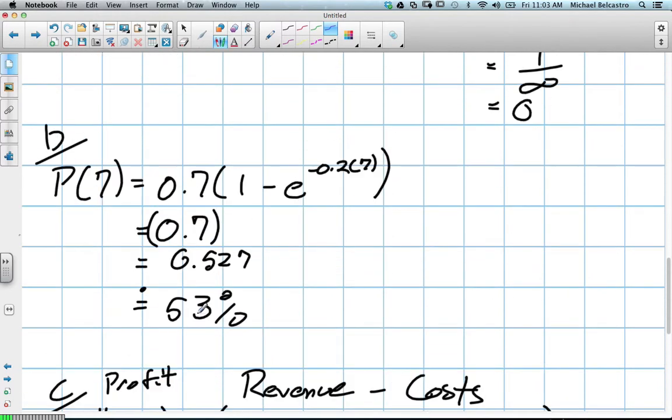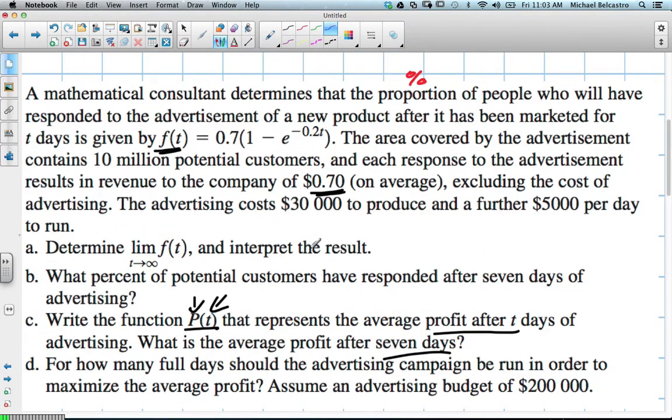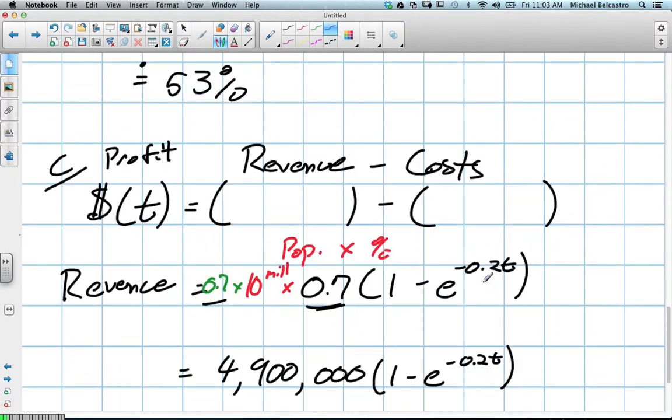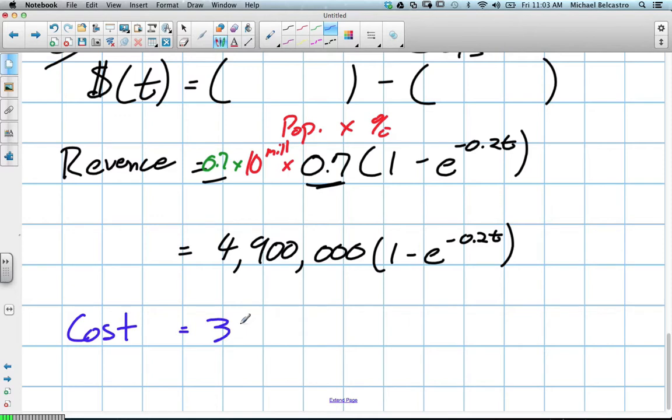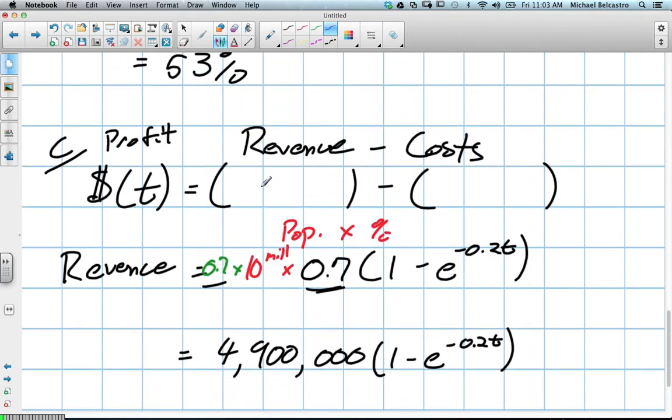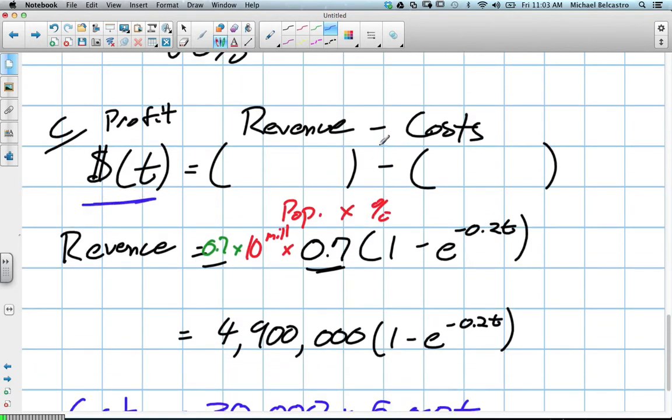For our cost function, what they said was this originally cost us $30,000 and then $5,000 per day to run. This is a linear relationship. Right off the bat, we have to pay $30,000 whether we run it at all or not. Even if we run it for 0 days, it costs us $30,000. But for every additional day, there's another cost of $5,000. So we have revenue and cost involved, and this is how our profit function comes together. We're going to put them all together.